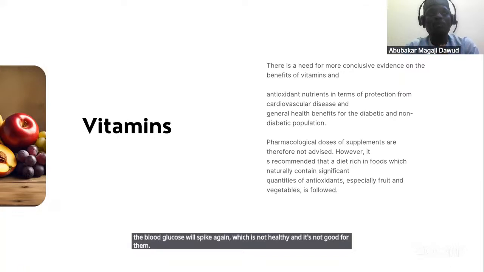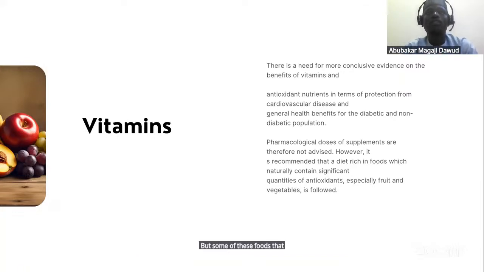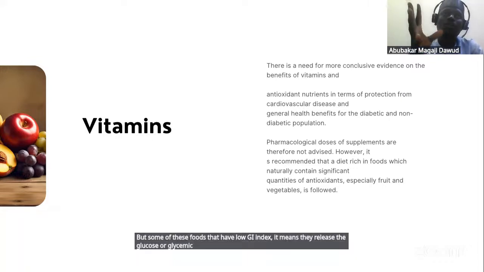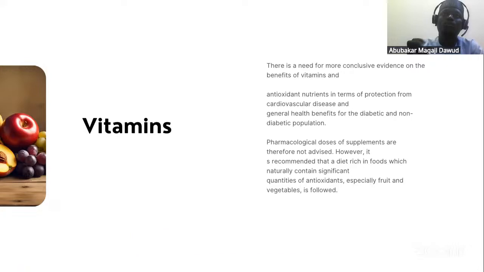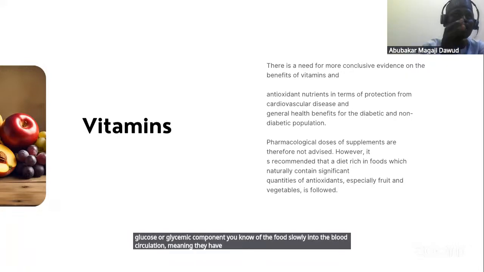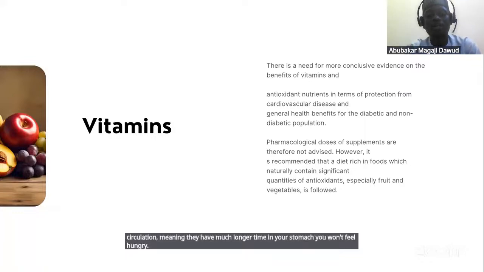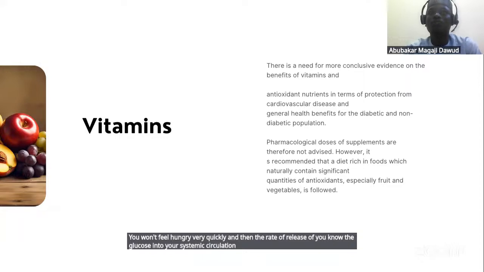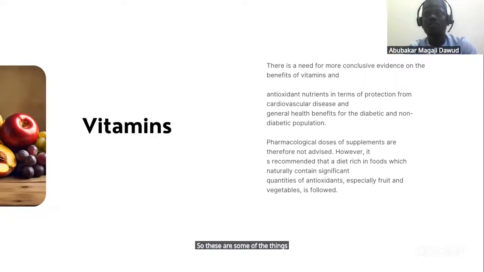But some of these foods that have a low GI index release the glucose, or glycemic component, of the food slowly into the blood circulation, meaning they stay much longer in your stomach. You won't feel hungry very quickly. And the rate of release of the glucose into your systemic circulation is such that it will not harm your system. So these are some of the things we should be advising our patients.